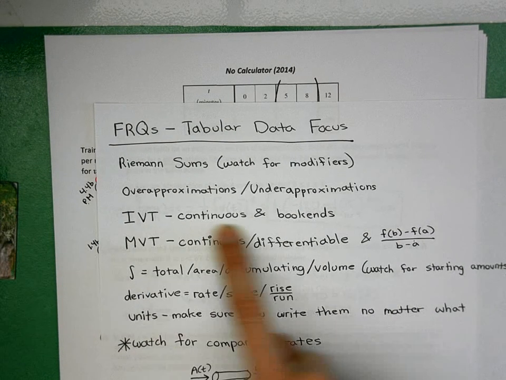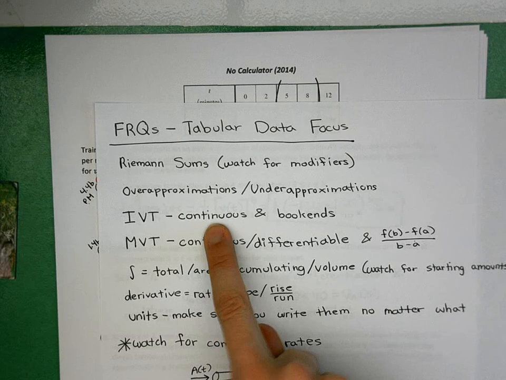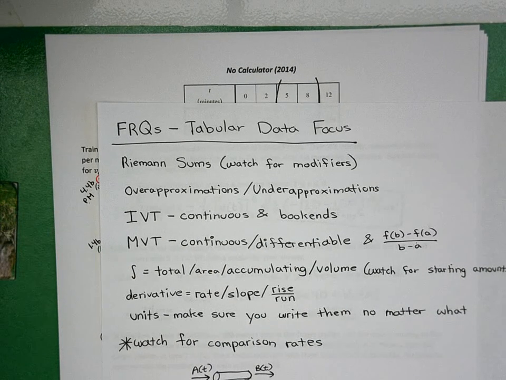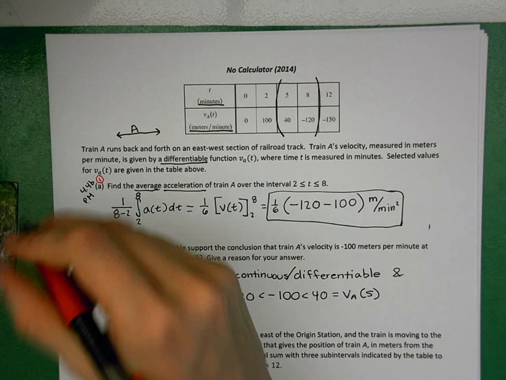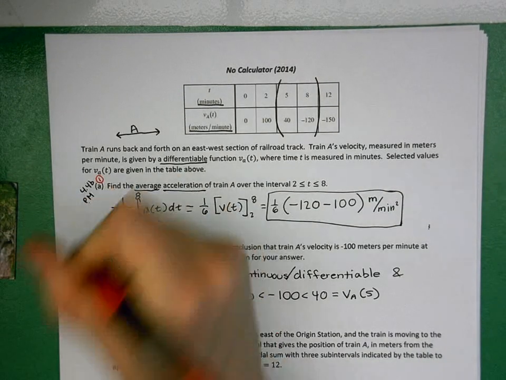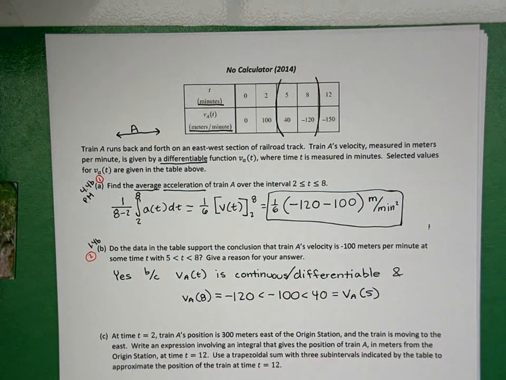You have to state that it's continuous, and you have to state what your bookends are. Okay? This one was worth 2 points: 2 points for correctly articulating yes with both of those conditions.